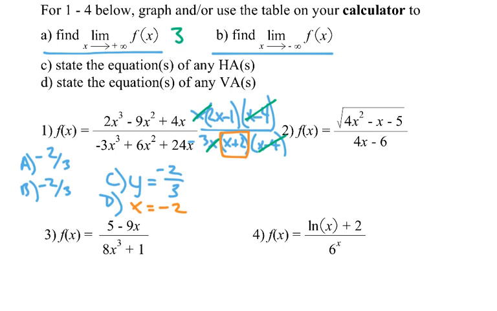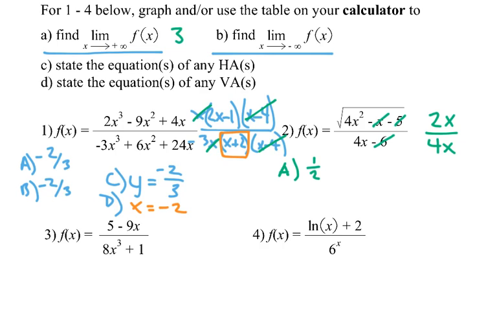Alright, in number 2 we're going to take a similar approach. For the first two, we're going to assume that these terms do not matter. And so on the top we just have the square root of 4x squared, which is 2x over 4x. And so as we approach positive infinity, we're going to get 1/2. So the answer to A is 1/2.